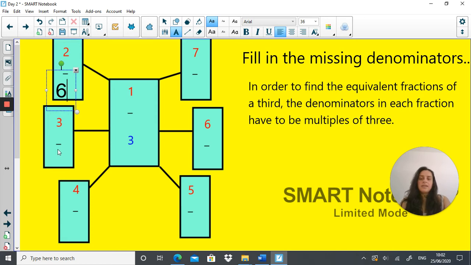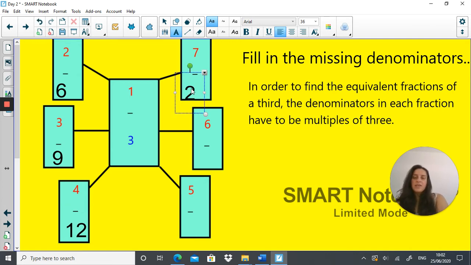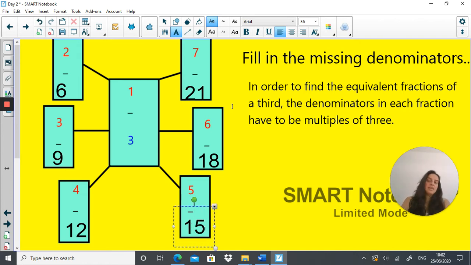So here, it's 3/9. Here, it's 4. 4 times 3 is 4/12. Here, 7 times 3 is 7/21. This, 6 times 3 is 6/18. And this, 5 times 3 is 5/15. And as you can see, they're all multiples of 3. Good job.